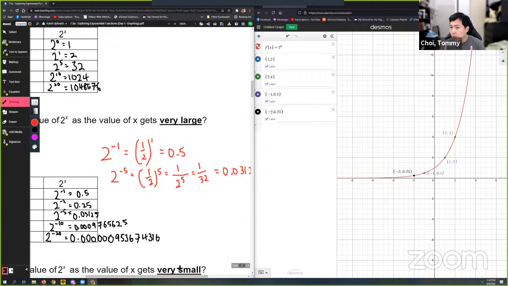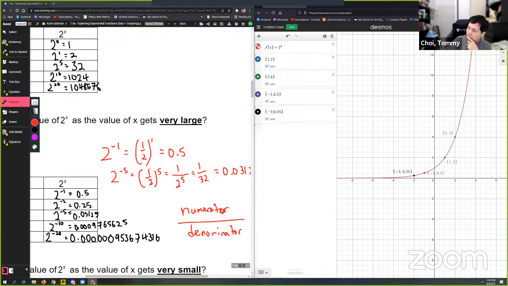But my question to you as a class, I want you to think about this. What part of a fraction makes the fraction 0? The numerator or the denominator? Which one makes it 0? What makes a fraction turn into 0?